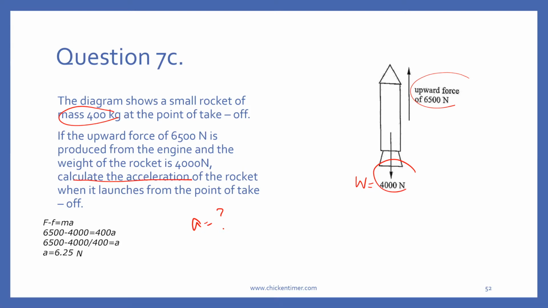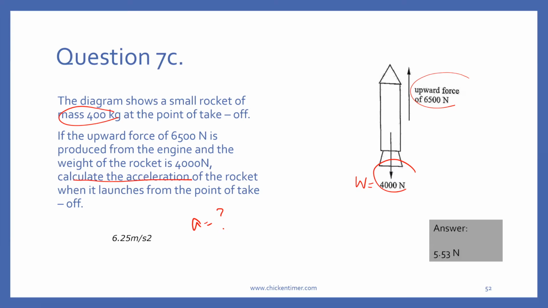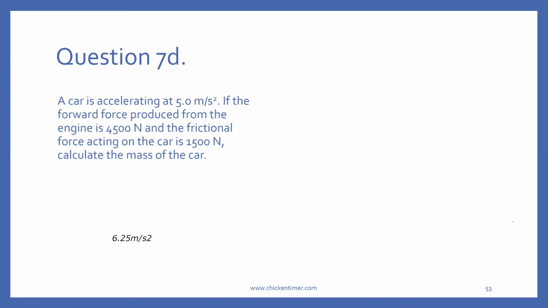Units, acceleration is in newtons? You want to reconsider? Okay, wait, I think this one has a problem. So this is 6500 minus 4,000 equals 400 times a. Let me calculate. 6500 minus 4000 divided by 400. Yep, it's 6.25. Acceleration is 6.25 meters per second squared. Your answer is correct.